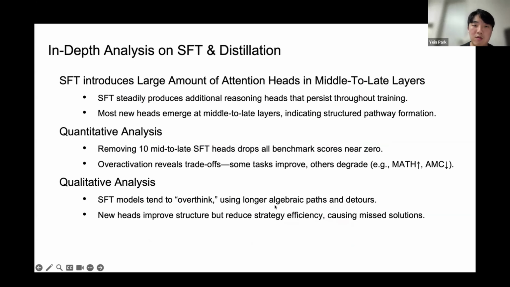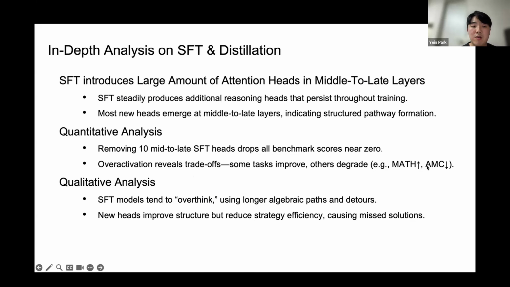And we also do this for SFT, and SFT introduces a large number of attention heads in middle to later layers, and they steadily produce additional reasoning that persists throughout training. Most new heads emerge at middle to later layers, indicating structured pathway formation. We do quantitative analysis and qualitative analysis. For quantitative, we remove almost 10 mid to late SFT heads, and it drops all benchmark scores nearly to zero. And overactivation reveals trade-offs, where some tasks improve, but others are degraded.